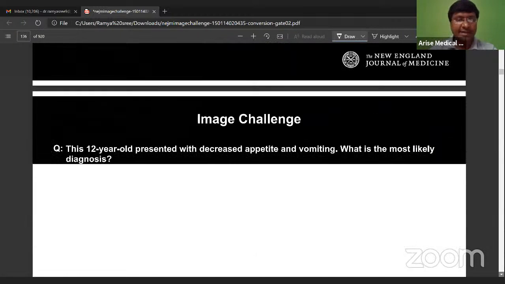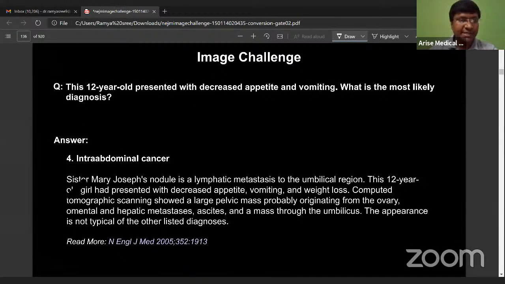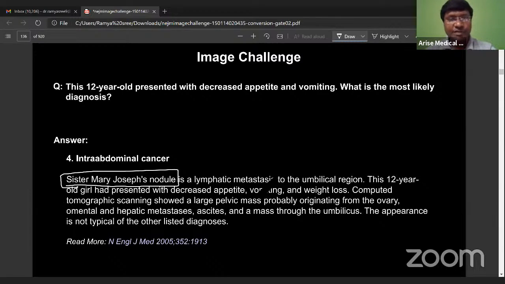Why, sir? Why intra-abdominal cancer? What is being given to you? What is being given to you is Sister Mary Joseph's nodule. Right? Which is the lymphatic metastasis to the umbilical region. Which is nothing but your lymphatic metastasis to the umbilical region.